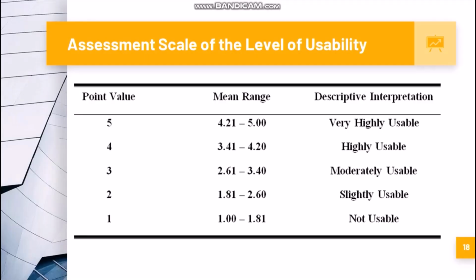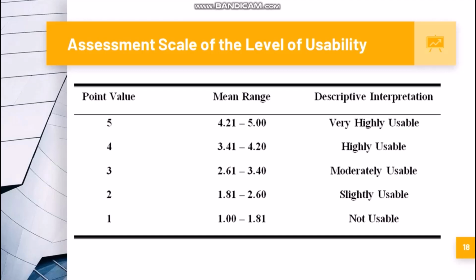This is the table for the assessment scale of the level of usability. Point value 5, which is under the mean range 4.21 to 5, will be interpreted as very highly usable. Point value 4, which is under the mean range 3.41 to 4.20, will be interpreted as highly usable.